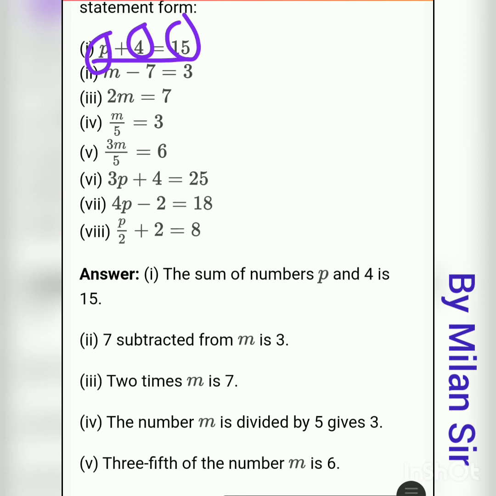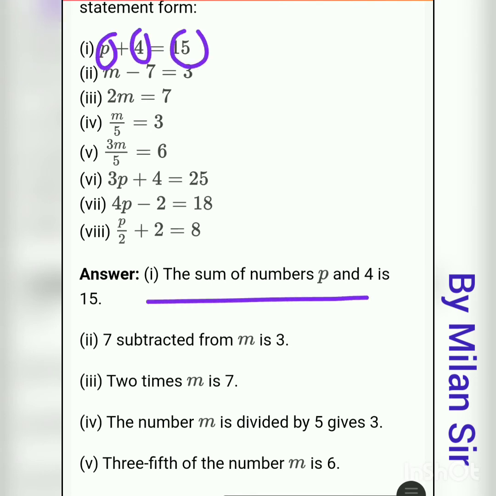It is not necessary that our answers and textbook answers are the same, because we need to generate this statement as per whatever we see in the equation. So the sum of p and 4, because addition is there, we can write the sum of p and 4 is 15.